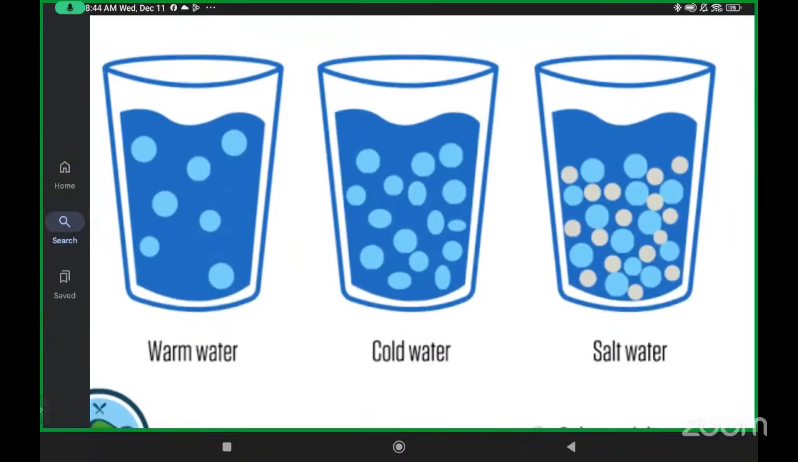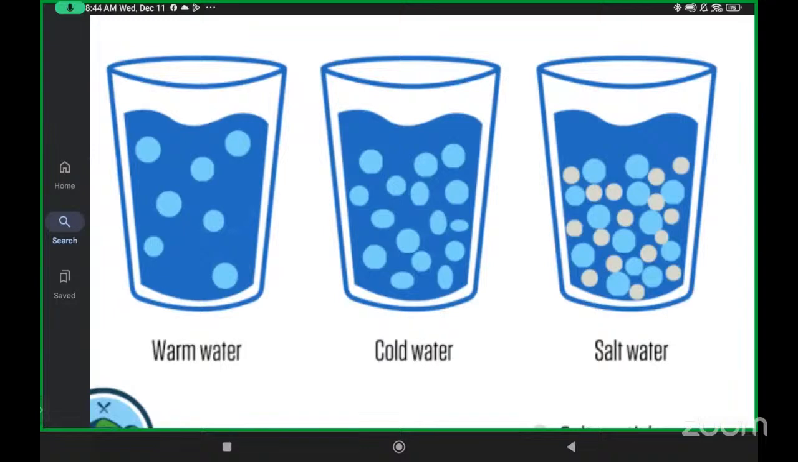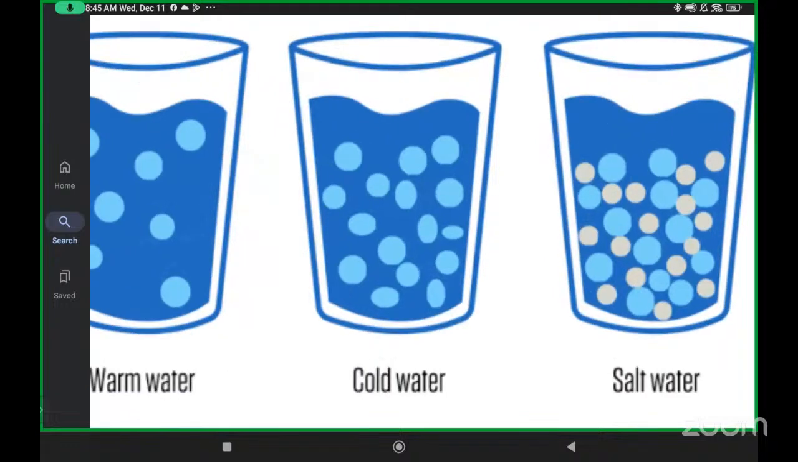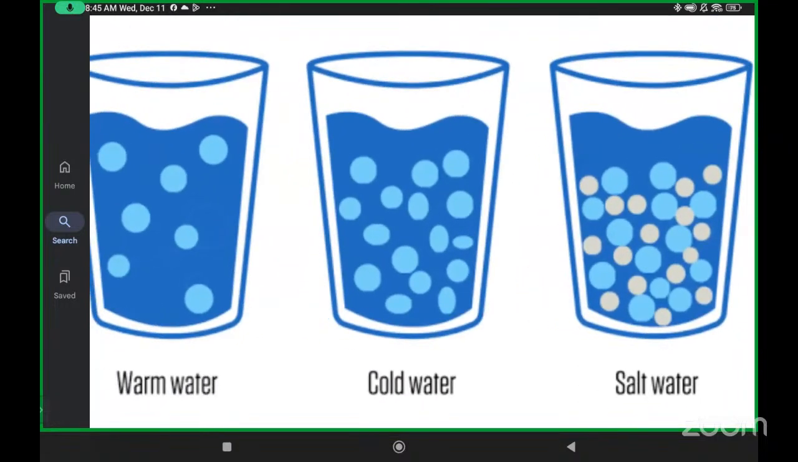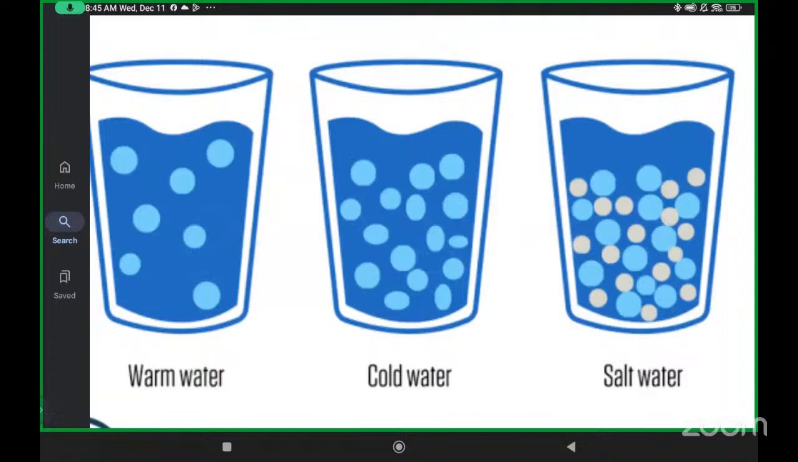Then in the third glass is salt water, what we made. The white molecules you can see are of salt. So what happens is that now the salt molecules go in and fill the gap between those molecules of water. It fills that gap, and this increases the density of your water. In the third glass, the salt water, you can see it has become denser. It increases the density of water.